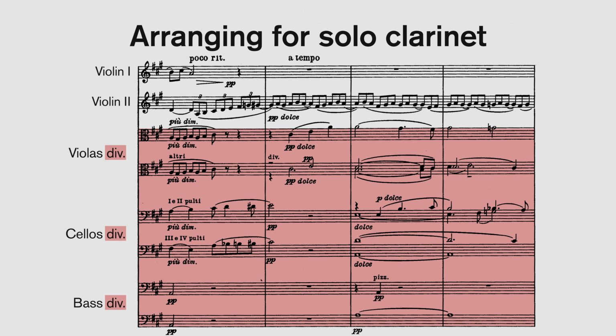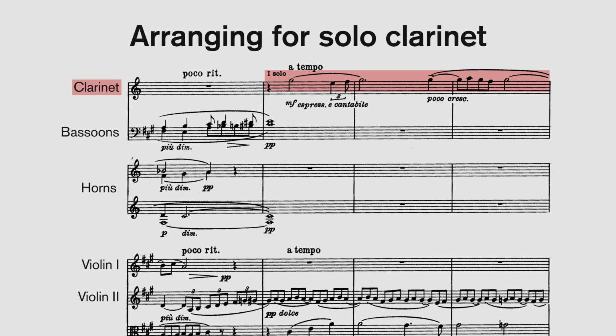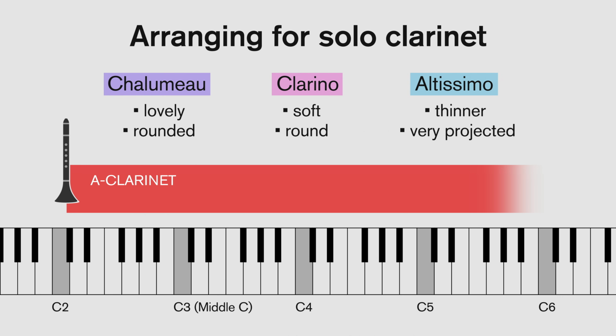Soft divisi strings underneath solo clarinet, eventually also joined by 2 bassoons and 2 horns. You're probably getting the idea with the accompaniment for solo passages by now, but it shows off how soft and round the tone of the clarinet can be, even up in its clarino register and approaching the high register.